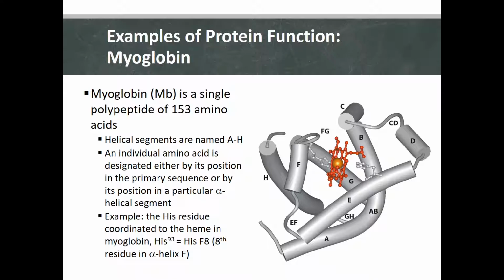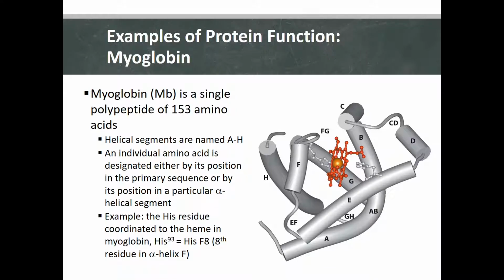myoglobin. So here, the system that I am describing is one wherein an individual amino acid is designated by its position in a particular alpha helical segment. You'll see my description here says we can identify an individual amino acid by either its position in primary sequence or by its position in an alpha helix. The first of those two is the more conventional way to go about this, and just as an example, there's a histidine residue in this F helix.